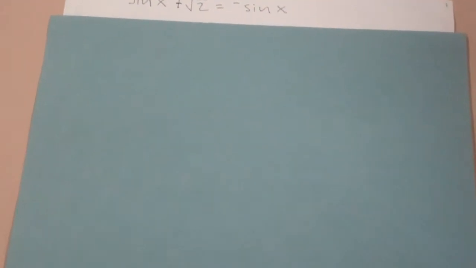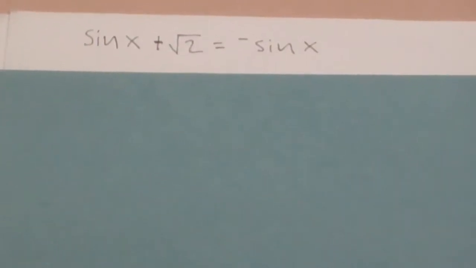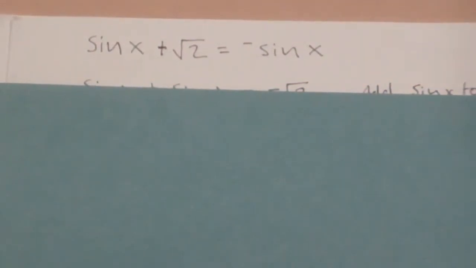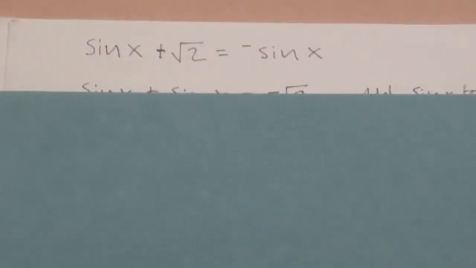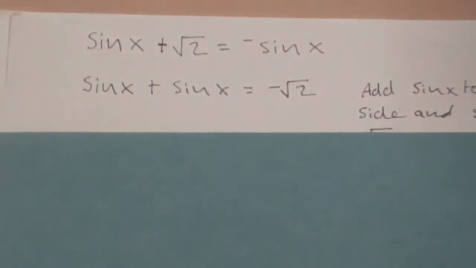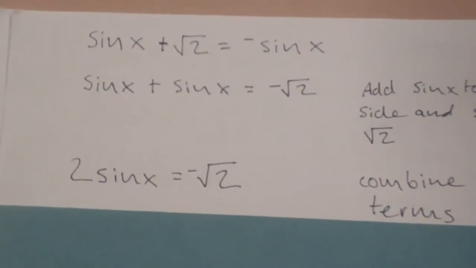The first equation was sin x plus root 2 equals negative sin x. At first, the robber subtracted root 2 and added sin x to each side so that all like terms were together. After combining these like terms, the equation read 2 sin x equals negative root 2. Finally, he divided by 2 to get sin x equals negative root 2 over 2.